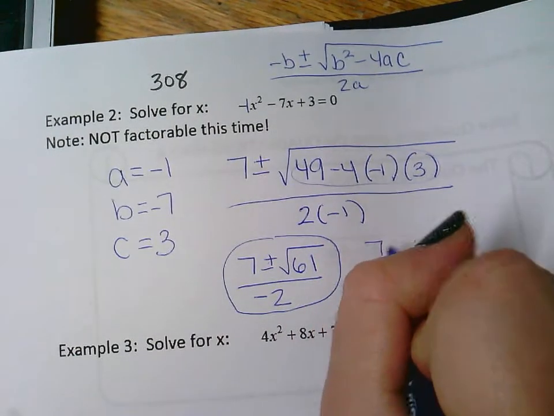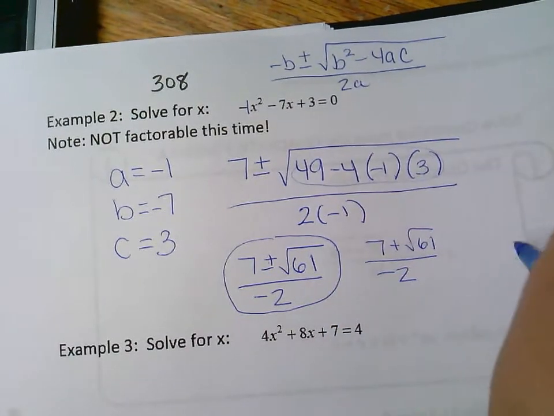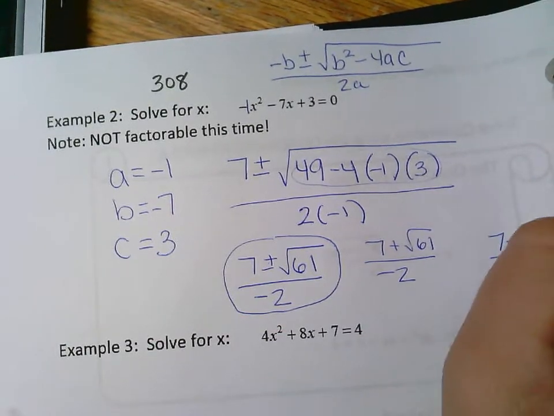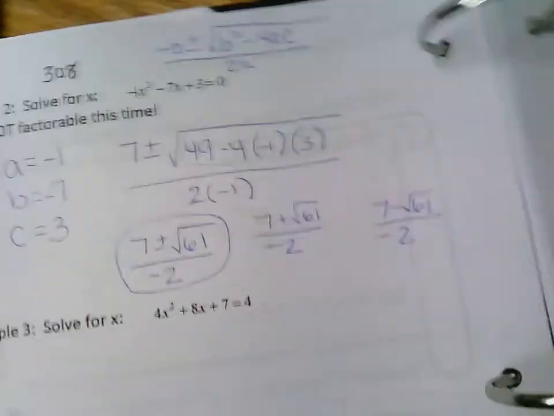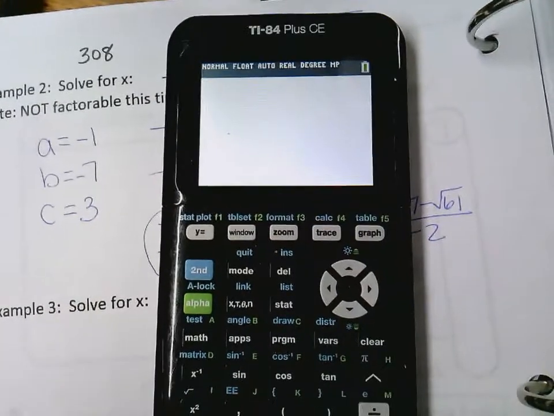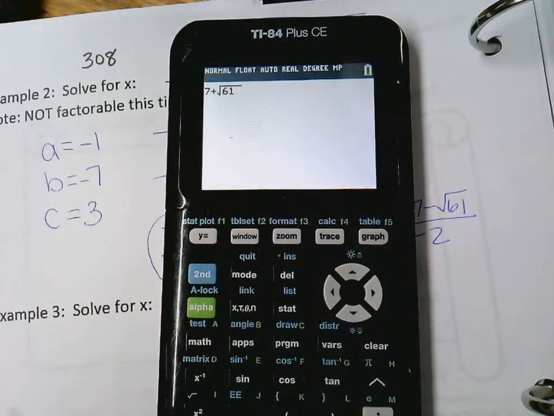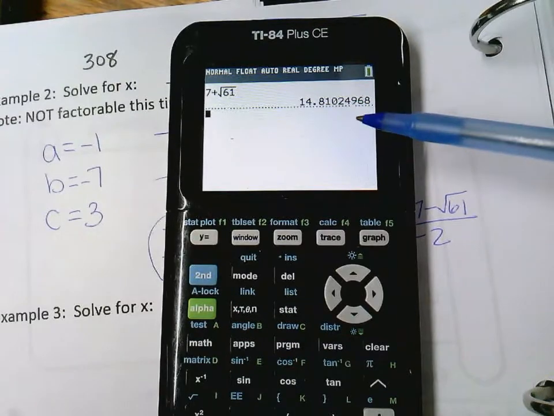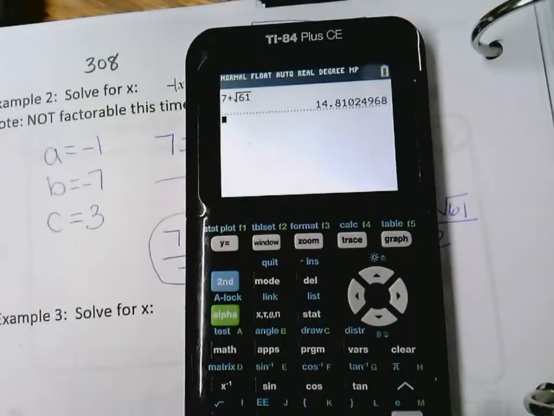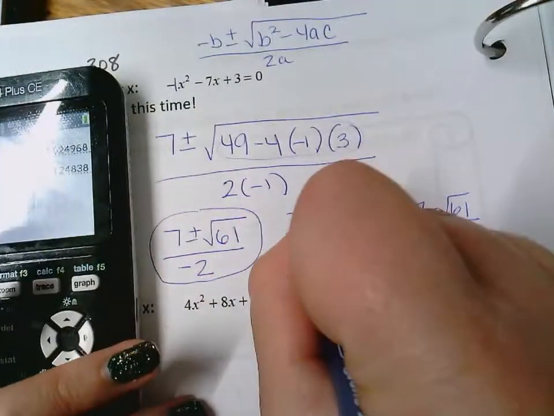So I'm going to do 7 plus the square root of 61 divided by -2, and 7 minus the square root of 61 divided by -2. So I want to show you how to do those on your calculator. To do the first one, you want to do 7 plus the square root of 61, then hit enter. So the numerator is 14.8. Then I'm going to divide by -2. So I get -7.4 as my first x-intercept.